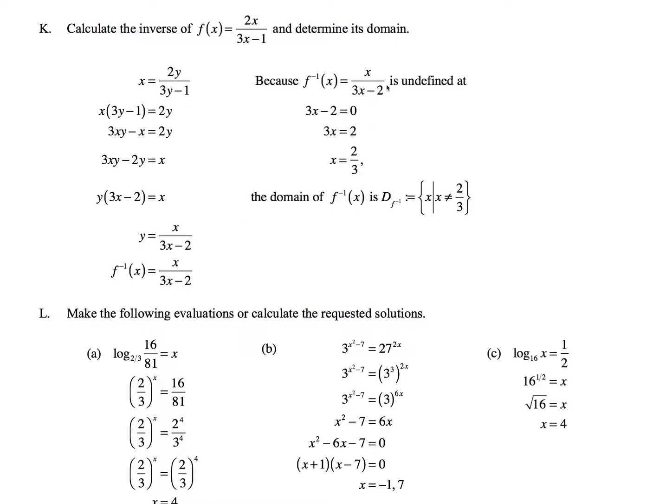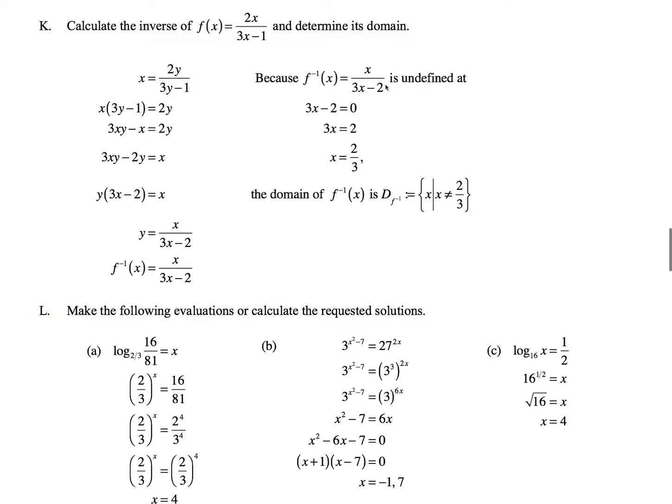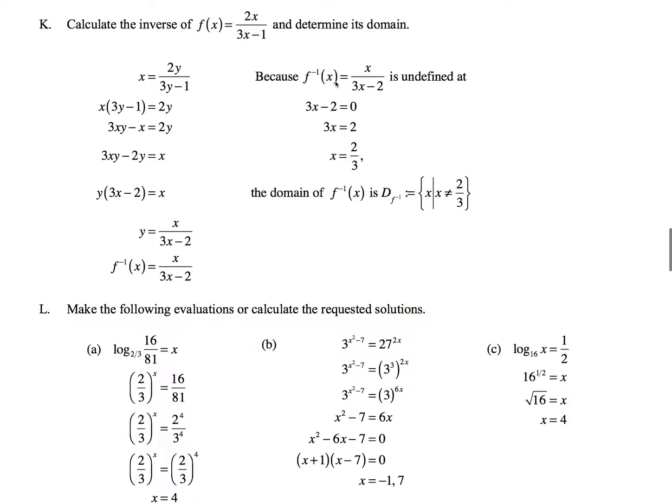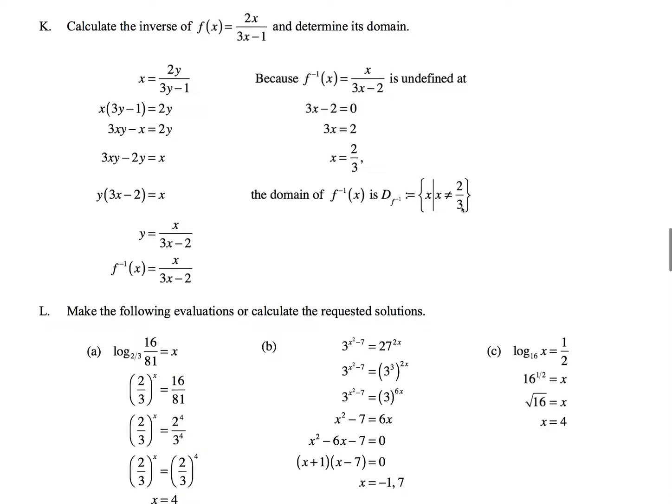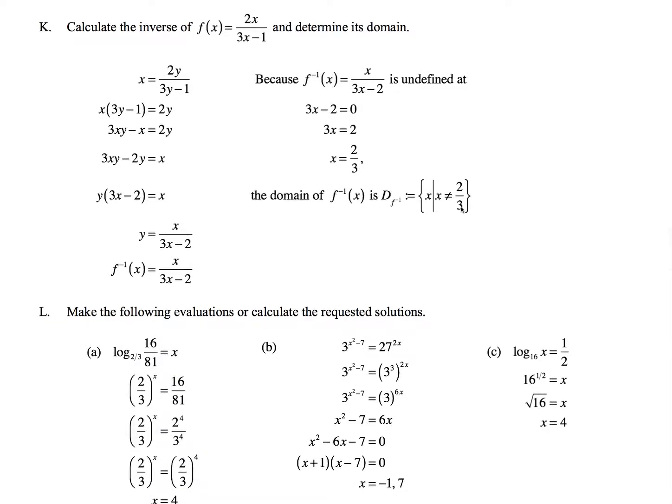And we're asked to determine its domain. We're not asked to verify, but we're asked to determine the domain. And so we see that it's just a rational function. The numerator can be anything, so we just have to find the zeros of the denominator. So we set that equal to 0. 3x minus 2 equals 0. Add 2 to both sides and divide by 3. So the domain of the inverse is the set of all x such that x is not equal to 2/3. All other values are included in the domain.